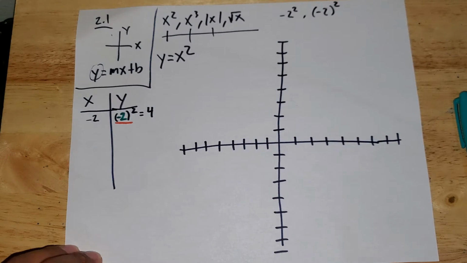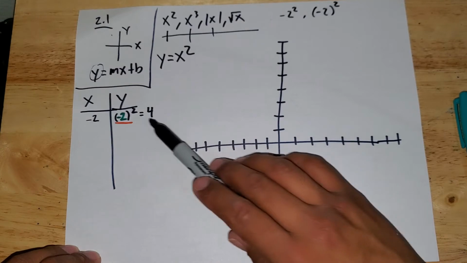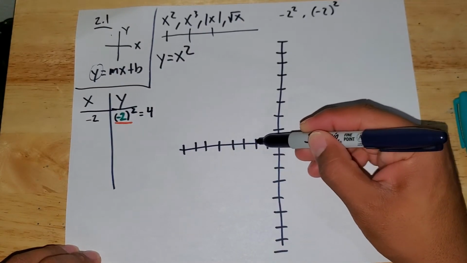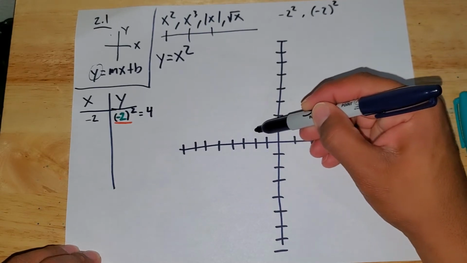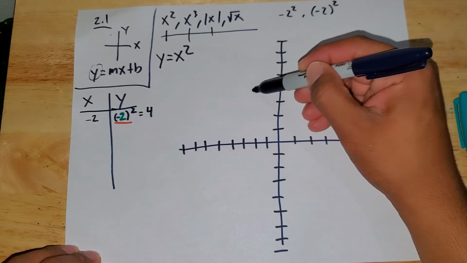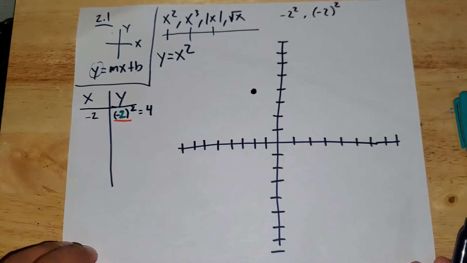So again, that means we have an ordered pair now. We can actually plot this. Negative 2 and 4. So if I start at the origin, I'm going to go 1, 2 places to the left, because it's negative. Then I'm going to go up 1, 2, 3, up to 4. And that's going to be my first coordinate for this graph.